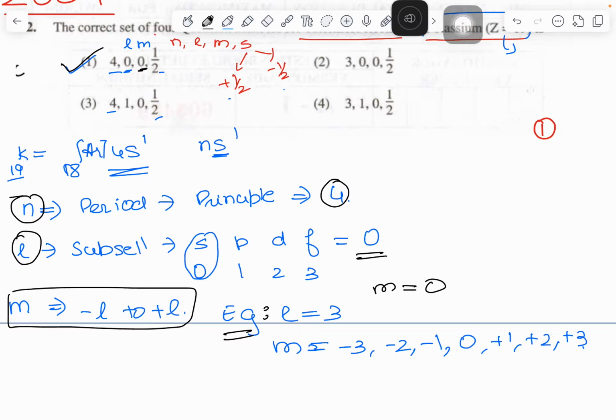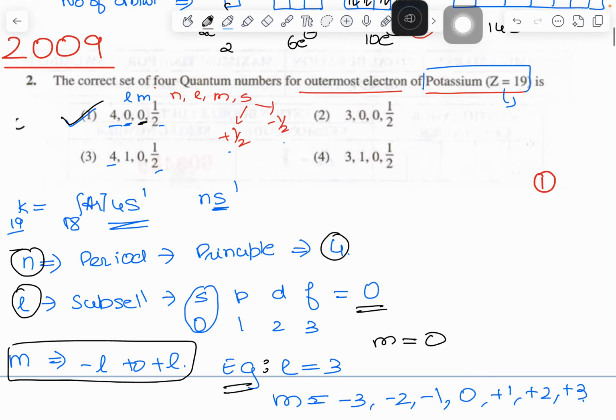So the correct option is the first one. Hope this is crystal clear. What are the principal quantum number, azimuthal quantum number, spin quantum number and magnetic quantum number? The principal quantum number talks about the period, the l talks about the subshell, the m talks about the orientation of the orbital, how the orbitals are oriented, and s talks about the spin of the electron.